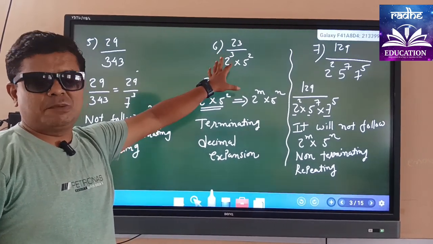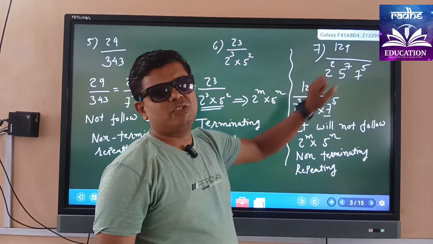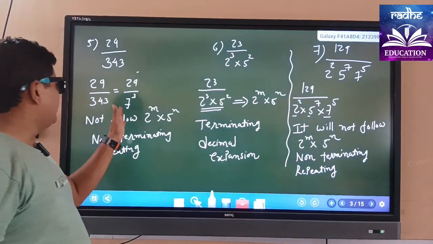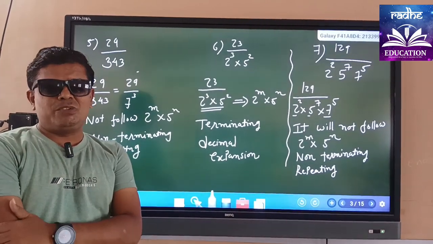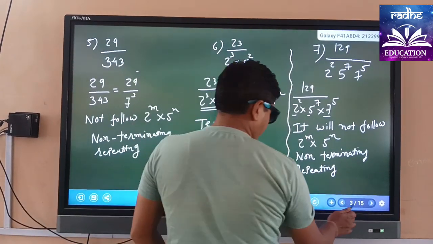So dear student, I think you understand: when in the denominator only the factors 2 and 5 are possible, then it is terminating, and if another factor such as 7 is present, or any other number other than 2 and 5, then it is a non-terminating repeating decimal expansion.